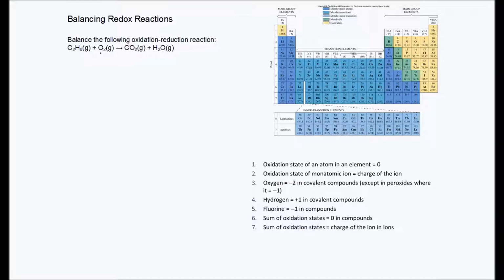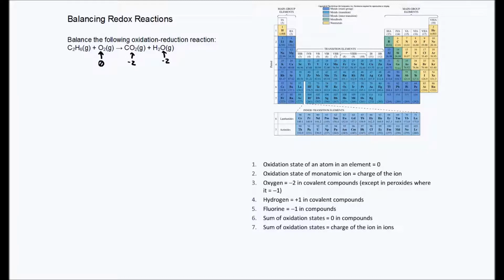The oxidation state of any atom in its elemental form is 0, and in this case that applies to the oxygen. So we know that one is 0. The oxidation state of a monatomic ion is the charge of the ion. Well, we have no ionic compounds, so that rule doesn't apply. In covalent compounds, oxygen gets a -2 oxidation state, except in peroxides, where it has -1. Peroxides are things like hydrogen peroxide, H2O2. These are very rare and typically don't show up a lot in general chemistry. So, most oxygens you'll see in these reactions are -2. For instance, this oxygen is -2. This oxygen is -2.